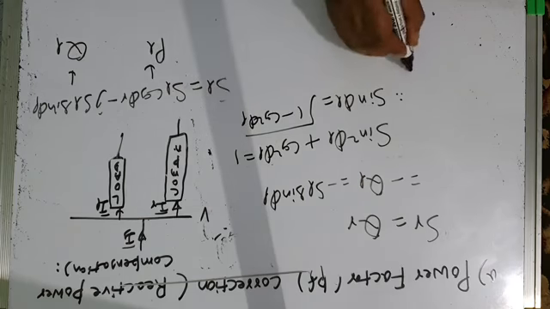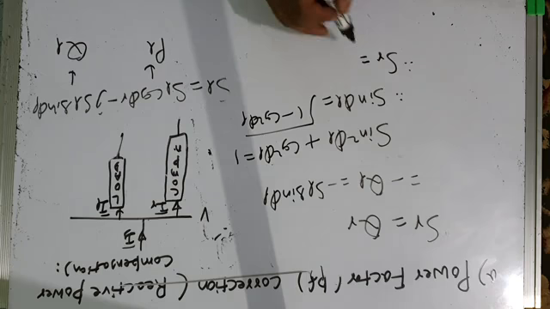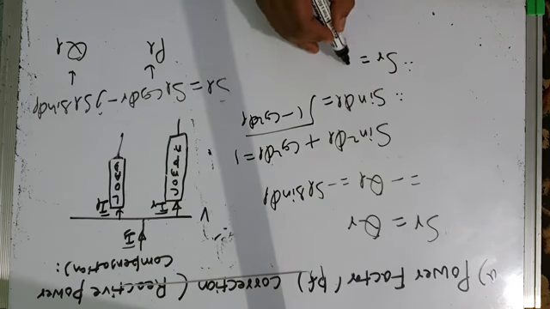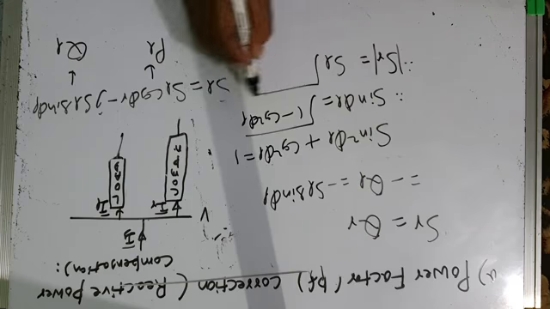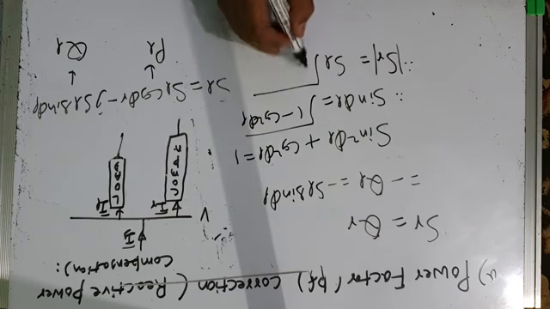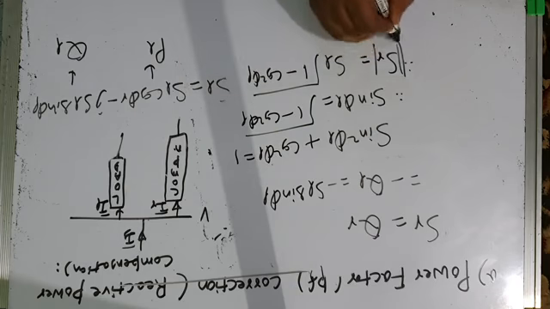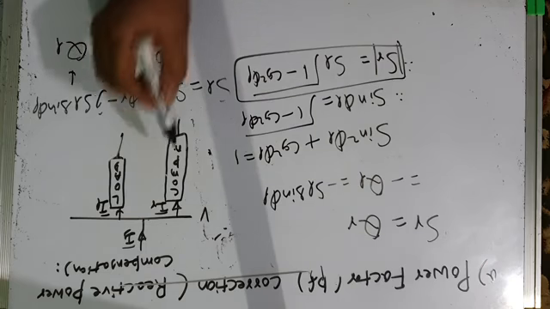Substitute here. So therefore rating of compensator will be S gamma is equal to SL into sin phi L. Sin phi L is under root of 1 minus cos square phi L. This is the most practical way of finding the power rating of shunt compensator.